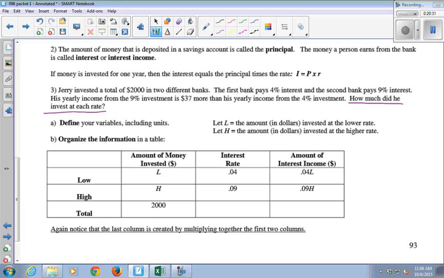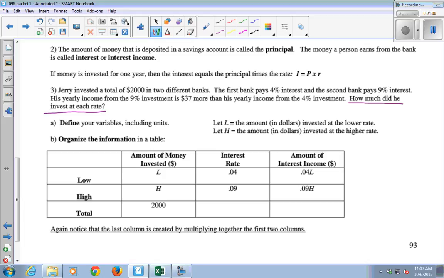So L and H, the amount I put into the low and the high, I don't know what those are, so I just put in the L and the H. Okay? And my total investment was $2,000, Jerry's total investment. The lower interest rate is 4% and the higher interest rate is 9%. And the amount of interest income you get by multiplying how much money you put in times the interest rate gives you the amount of interest earned.